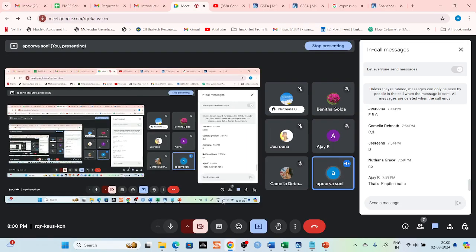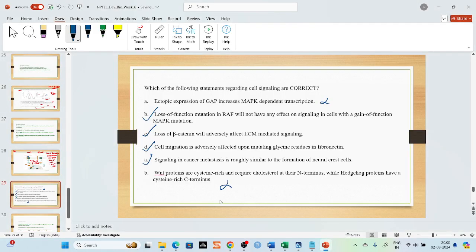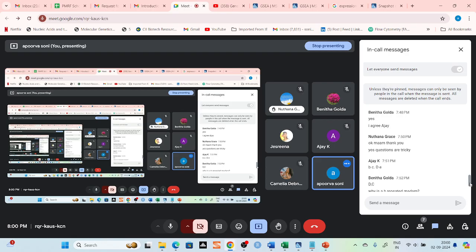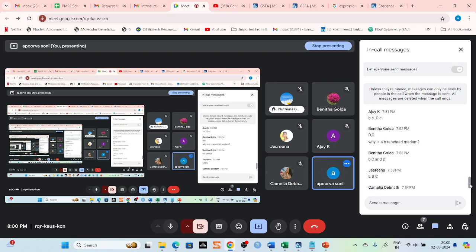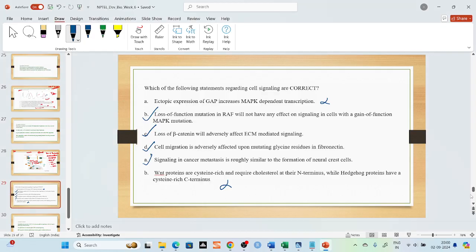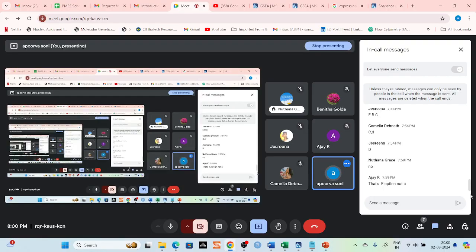So is this question clear? That's E option, not A. I don't know what you're saying. Okay, you were saying that A and okay, whatever it is.